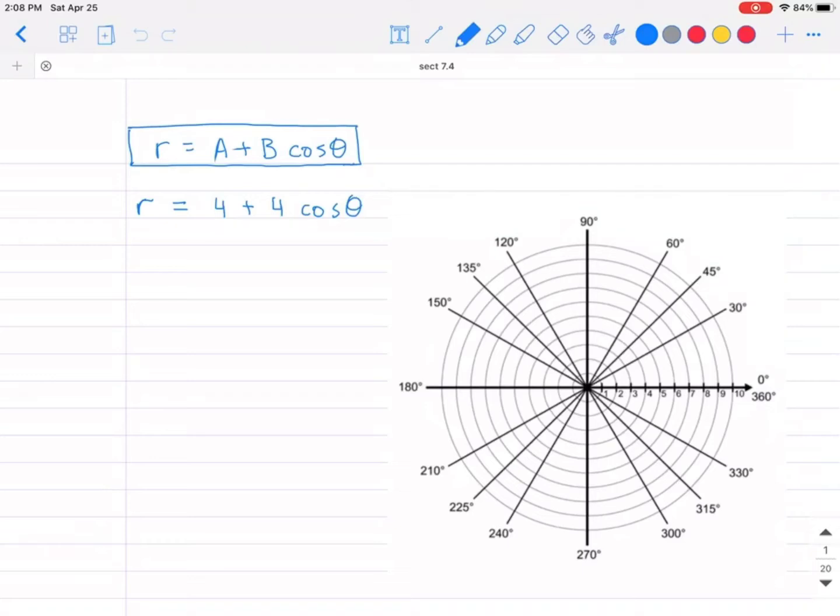Today, we're going to be talking about the second part of the polar graphing. To be a little bit more specific, we're looking at the general equation r equals a plus b cosine theta, where a and b are supposed to be real numbers.